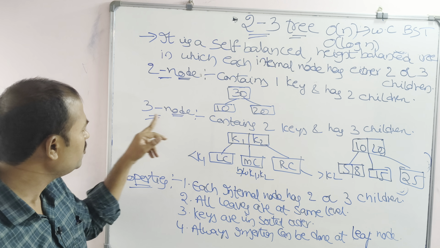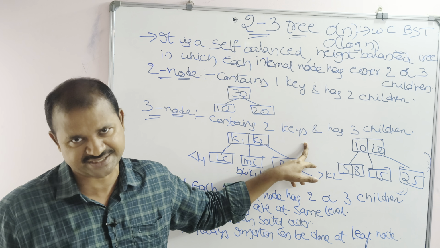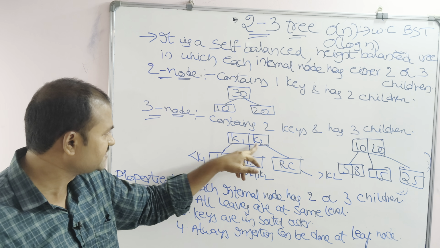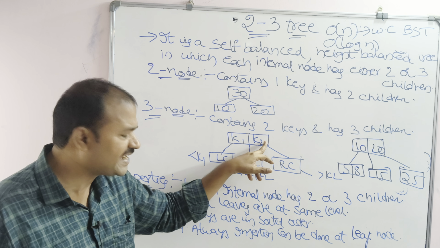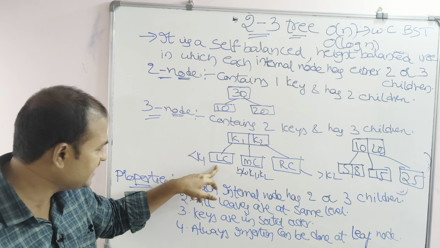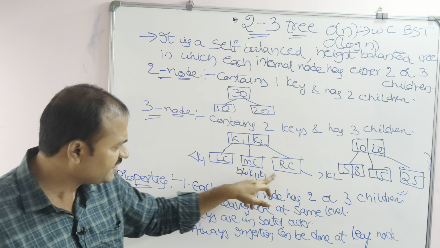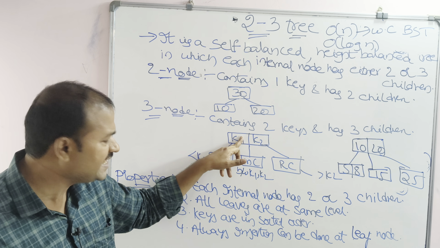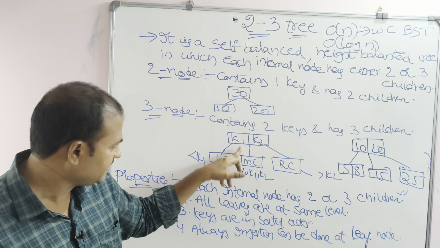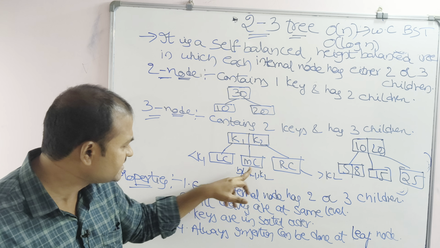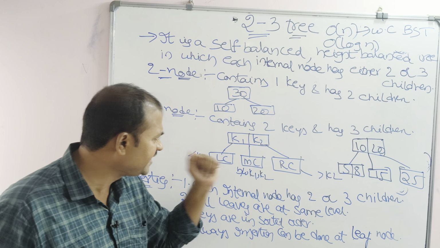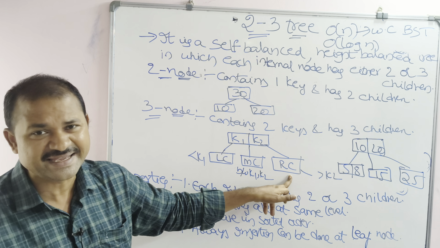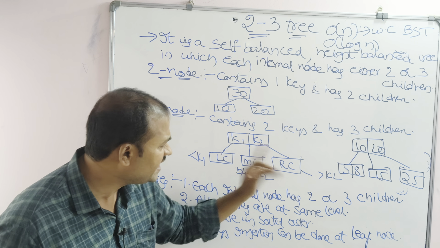Now let's see what is a 3 node. A 3 node contains 2 keys and it has 3 children. So here we have 2 keys. The first key is K1, the second key is K2, and it has 3 children: left child, middle child, right child. The left child contains the elements which are less than K1. The middle child contains the keys which are between K1 and K2. Whereas the right child contains the keys or elements which are greater than K2.